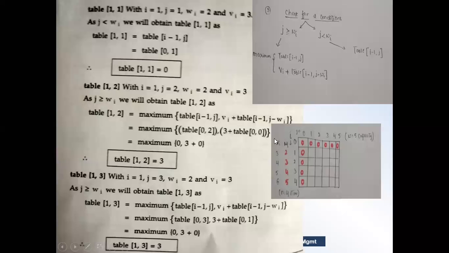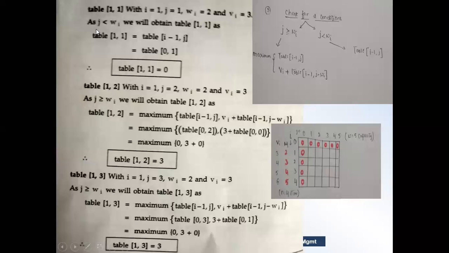Just for easy representation, write this also next to the table, so it will be easy for you. So vi and wi start from the second row because the objects are numbered from 1 to 4. Start writing all the objects, their respective weights and the values. Clear? Once this is done, you should start comparing according to the formula.